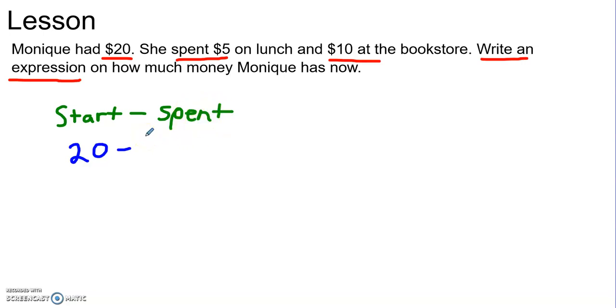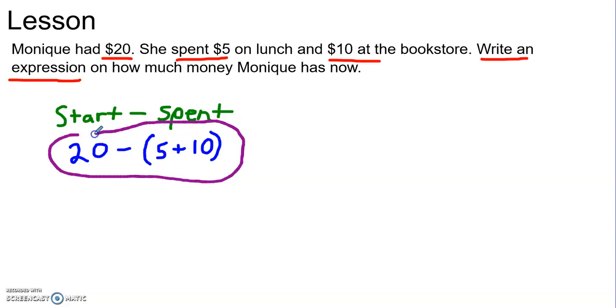So that means I got to add those two in the expression, and I need to add them before I subtract them. So I'm going to add a parentheses and do 5 plus 10 because 5 plus 10 will give me what Monique had spent for her lunch and at the bookstore. Now I look at it and I go, she had 20 minus what she spent, the 5 plus 10. I know the answer is going to be 5, but the problem here says write an expression. It doesn't say to solve. So this way, I know that this is my final answer here.